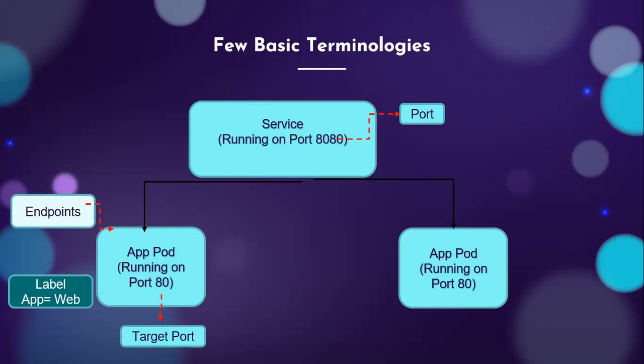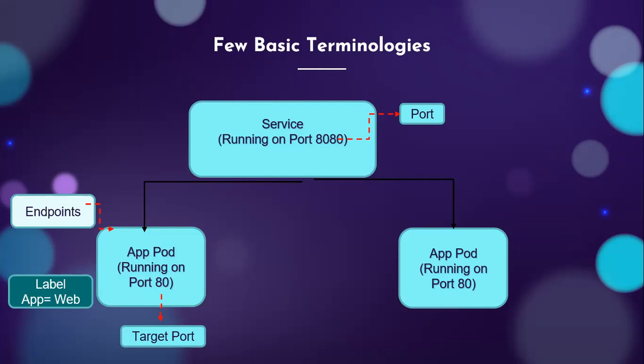So that is where we are going to make use of labels. Labels are like tags. So let's say these application pods which I'm running in my Kubernetes cluster, I give them a label as app is equal to web. So this label is what is going to be used in my services. So all the pods which are running in your Kubernetes cluster will be assigned a specific label. Label is a key value pair.